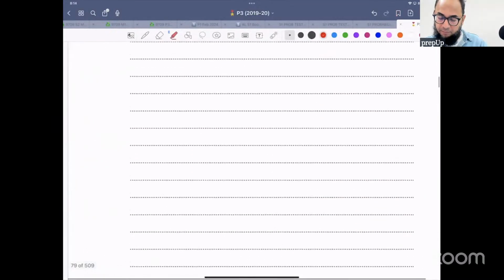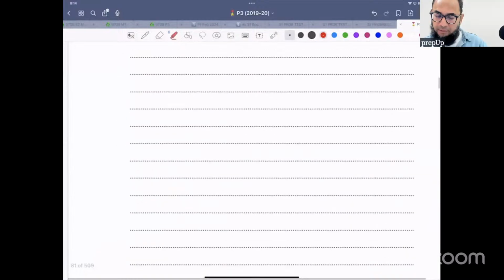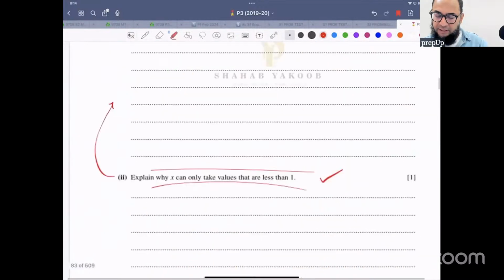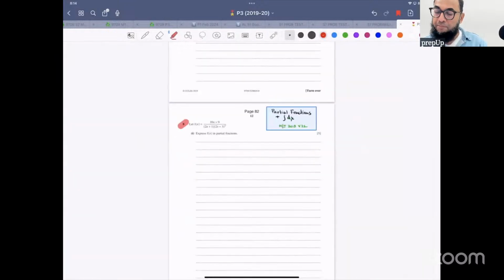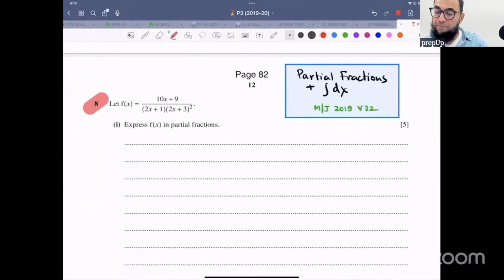Is there any other question in this one? This I solved earlier. Okay, partial fractions and integration. Let's get started with this. Now, what is the checklist for partial fractions? For partial fractions, the checklist is 2.